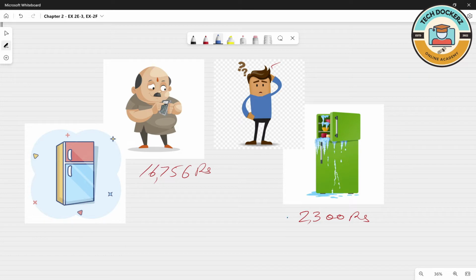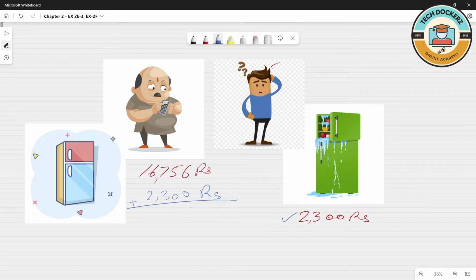In other words, we can say Mehta has 2,300 rupees with him, and another person is saying you need 16,756 rupees to buy a new fridge. So, in this case, it will be easy to understand that the total cost of a new fridge can be calculated by adding these two numbers. So, we can add 2,300 rupees to 16,756 rupees to get the actual value of the new fridge.